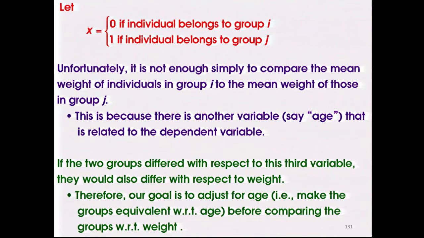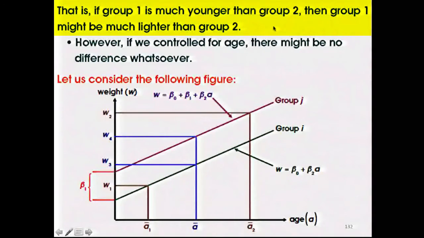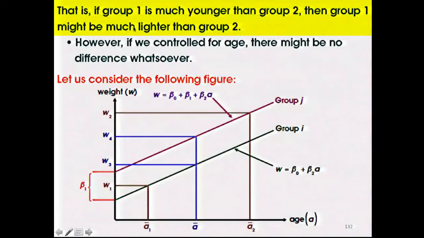So there are many issues here about why this is not really a good way to do your study. Now, in a not so extreme case, we may find that group 1 is much younger than group 2, and as a result, group 1 might be much lighter than group 2. But if we were able to control for age, there might be no difference whatsoever. So analysis of covariance is a way to control for some unwanted variable in the analysis stage of the study.